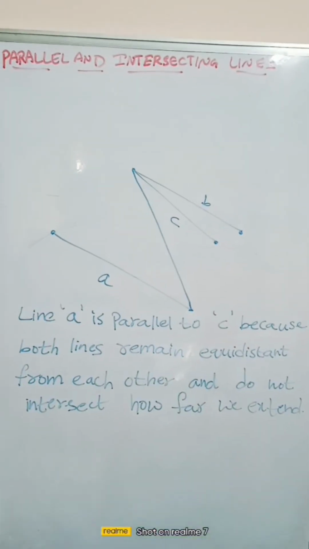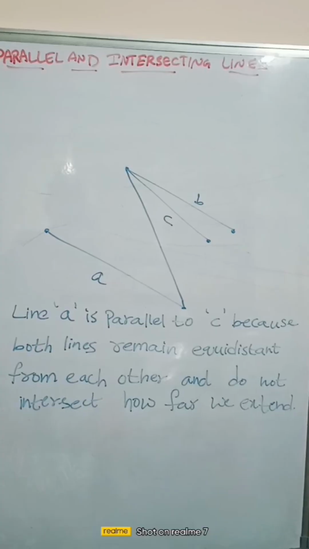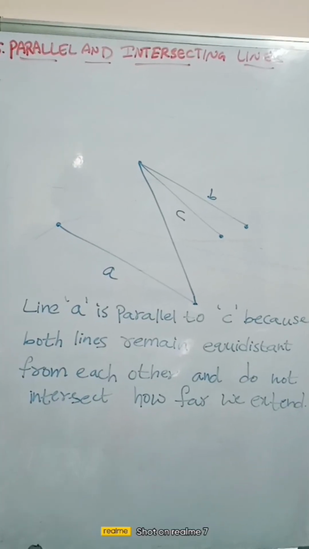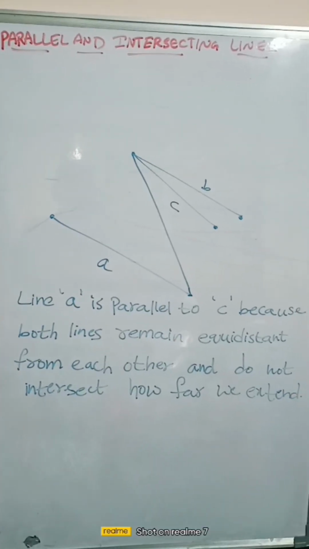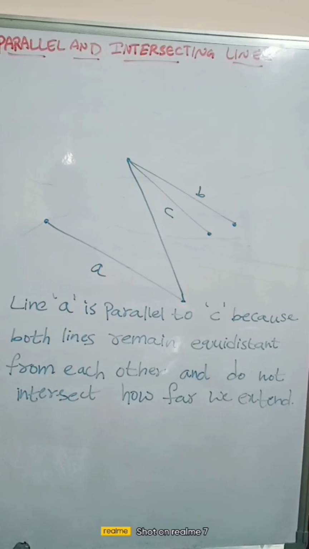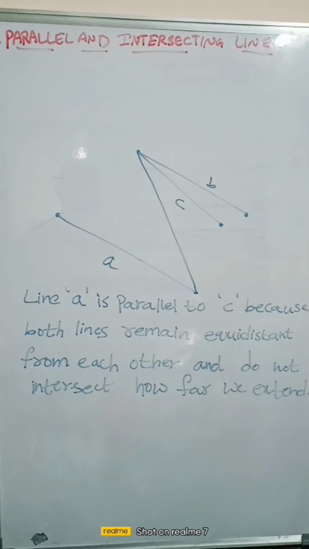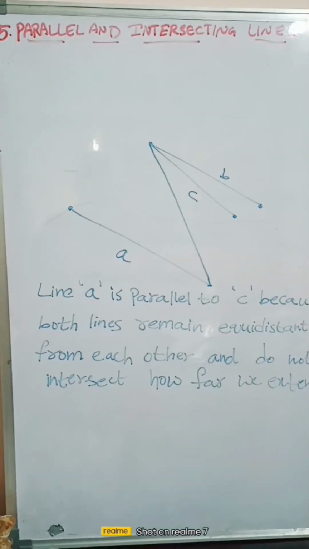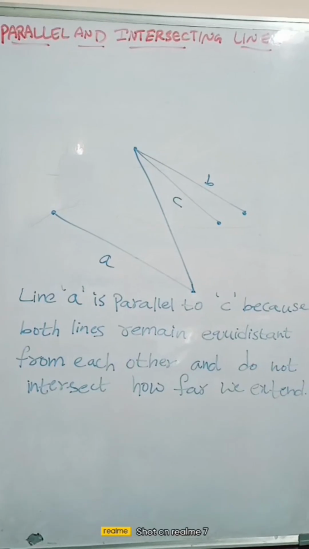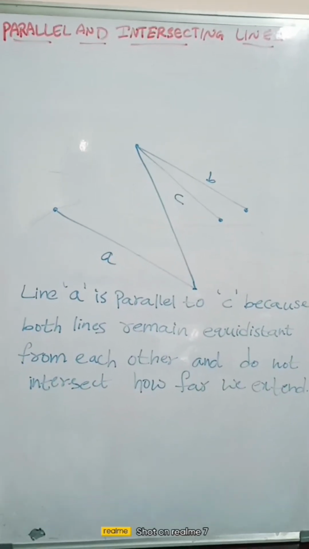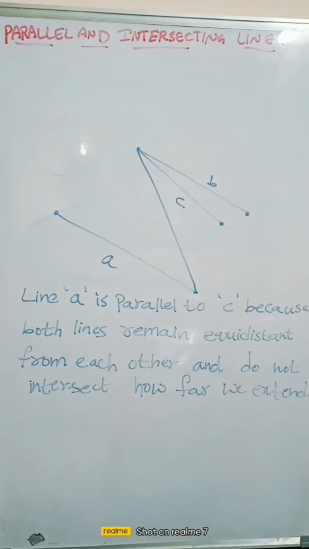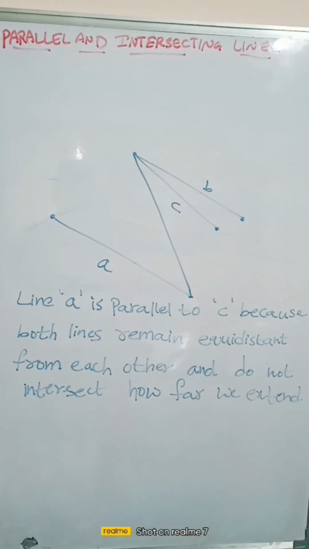How do you decide? Line A is parallel to C because both lines remain equidistant from each other and they do not intersect however far we extend. So these two lines will not meet at any point. However far we draw them, they won't meet each other. So they remain equidistant.